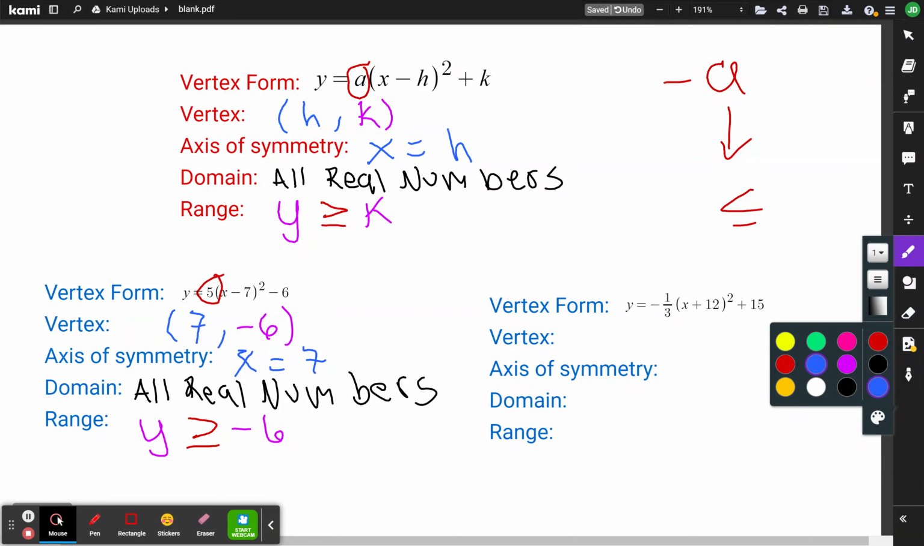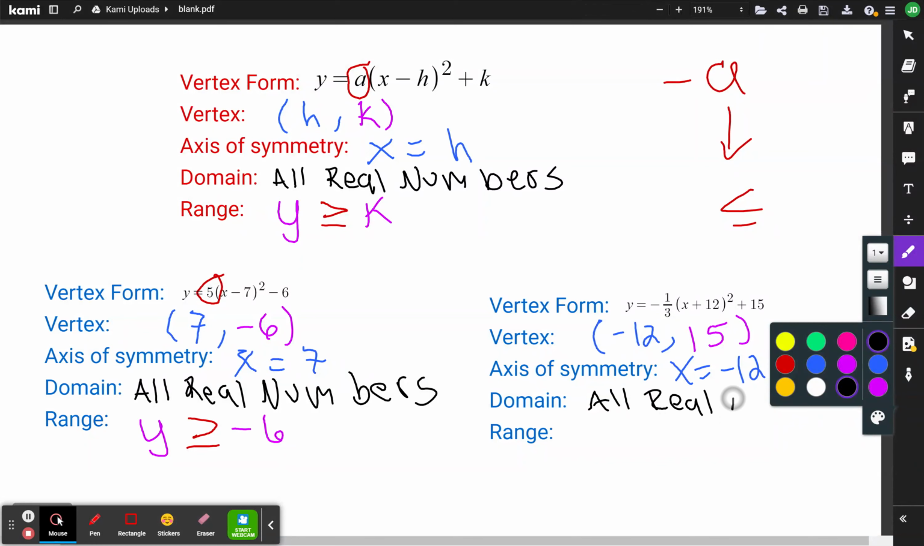Find the vertex by switching the sign in the parentheses. So because it says +12, we're writing -12. Keep the same sign outside the parentheses. Since it says +15, it stays +15. Axis of symmetry is the x coordinate of the vertex. So x equals -12. Domain is all real numbers.